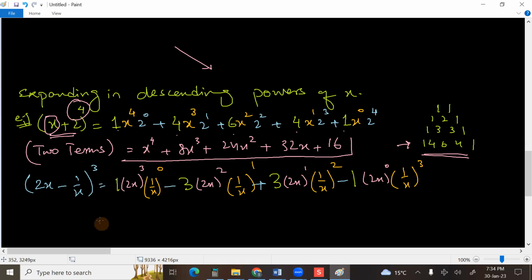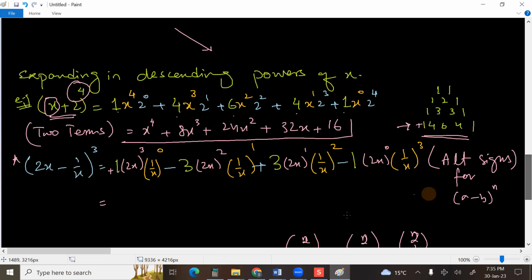Important to note in this example is that if it's a negative in between, you will start with the positive term, the first term, and then you have to get alternate signs. So positive, negative, positive, negative. You must remember alternate signs for a minus b whole power n. For positive, it's no issues. We are not considering the signs here.